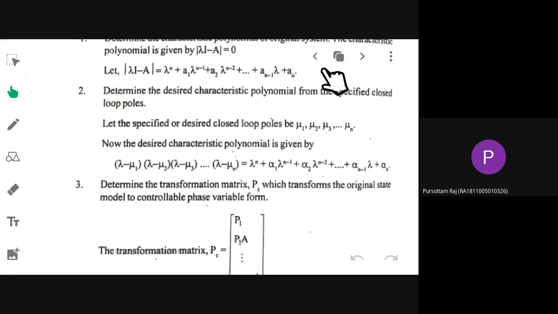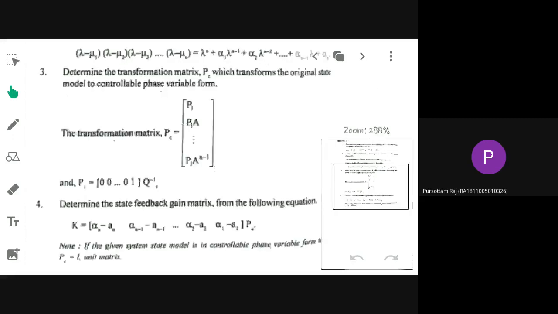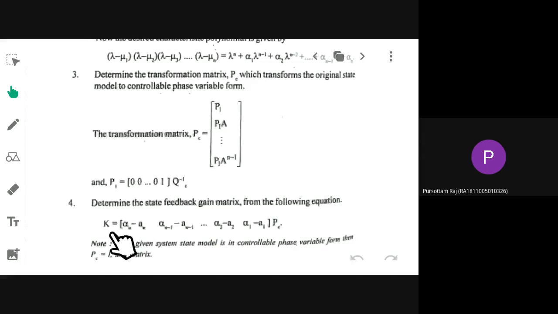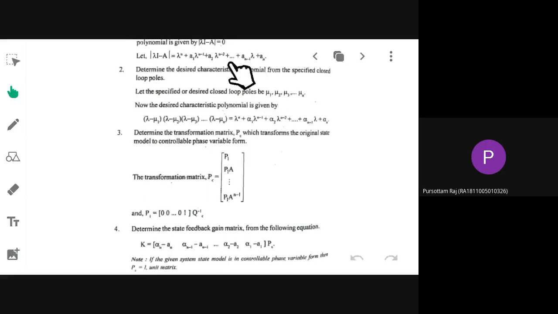But remember that you will be using these in forming this matrix. What is this matrix called? K. K is called as what matrix? State space feedback gain matrix. It is given by what formula? Alpha n minus an, alpha n minus 1 minus an minus 1, alpha 2 minus a2, and so on. So alpha n, an are coefficients of the two characteristic polynomials that I was talking about. This is for the original one and this is for the desired closed loop locations that you want.